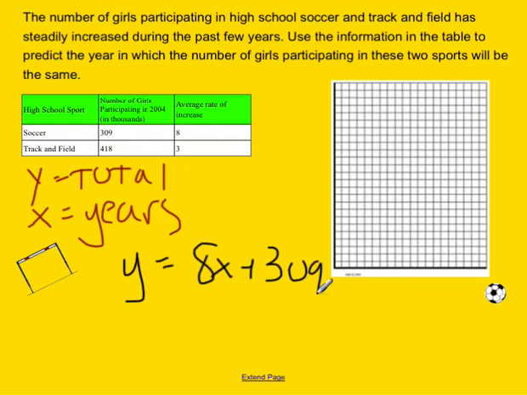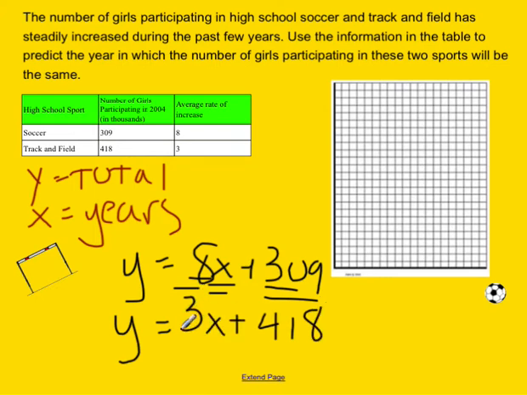Okay, so we're going to start at 309, and for every x year that goes by, it's going to increase by 8. Next, for the next one, we're starting at 418, and for every x year that goes by, we're going to go up by 3. So now we need to graph.